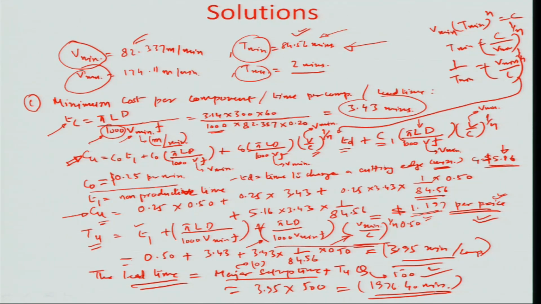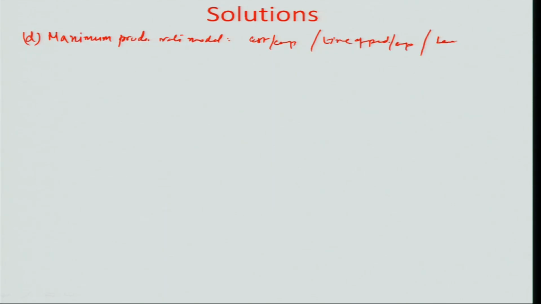I would also like to go further ahead and try to explain to you the same parameters for the maximum production rate model. So this is part 4 of the question. You are considering the maximum production rate model and you are willing to find out here the cost per component, obviously the time of production per component and the lead time.